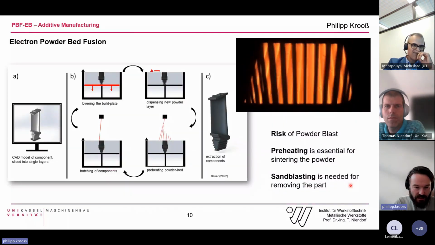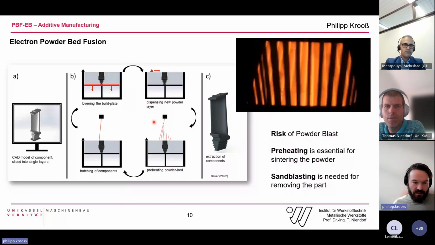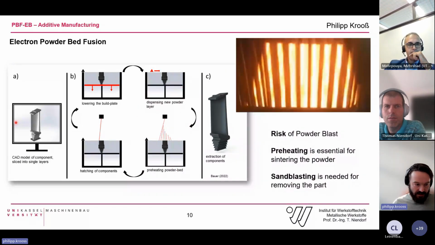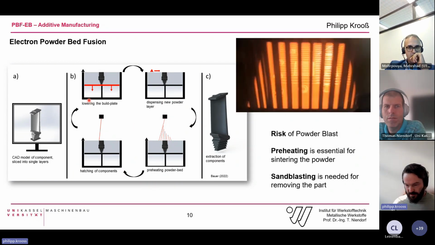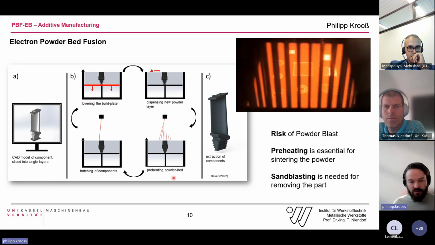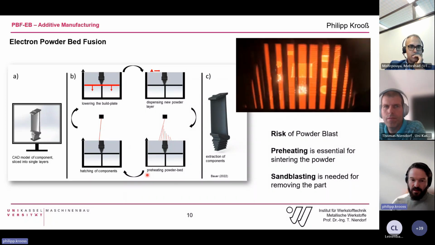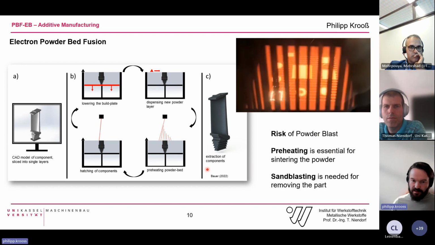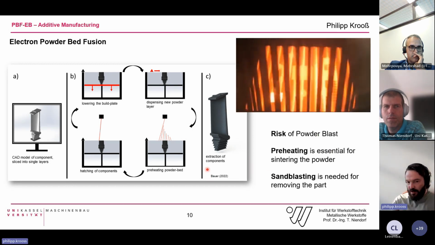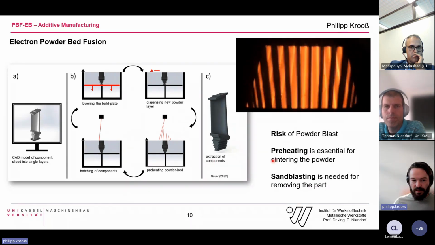Coming to the electron beam melting process, this is quite different to the selective laser beam melting process, because we have an additional step we need to think about. So basically we have a CAD file, we apply a powder layer, then hatch the components and lower the build plate. It's the same as the SLM process, but we need to preheat the powder bed, because we cannot melt the loose powder. We need to pre-sinter the powder to avoid the risk of powder blast. Afterwards we can sandblast the material, which is a kind of sinter block where the part is inserted, and after sandblasting we get rid of the sintered powder and get the component.